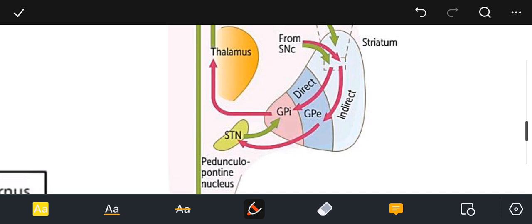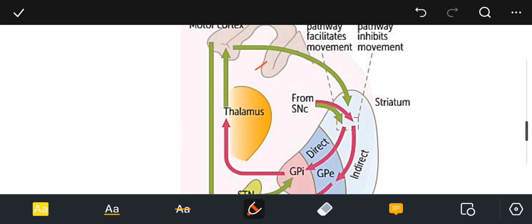Instead, they first go to the globus pallidus externa, then an indirect pathway is taken towards subthalamic nucleus, and from subthalamic nucleus they come to globus pallidus interna. That is why it is an indirect pathway, because neurons are entering globus pallidus interna indirectly from the putamen. Now here you can see that the premotor cortex is sending stimulatory signals to the putamen.